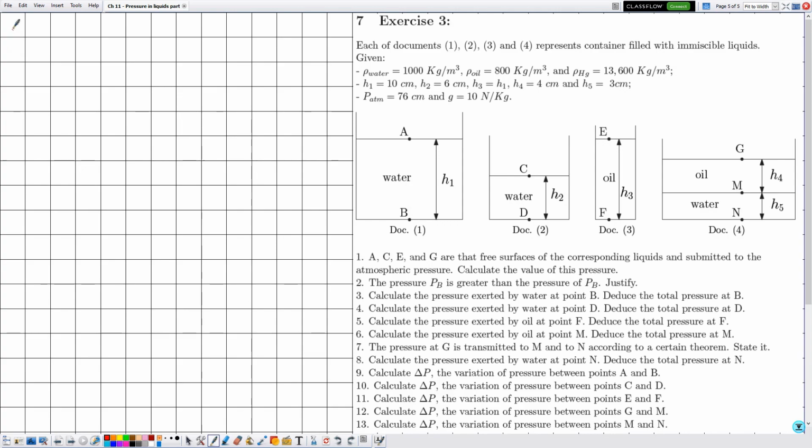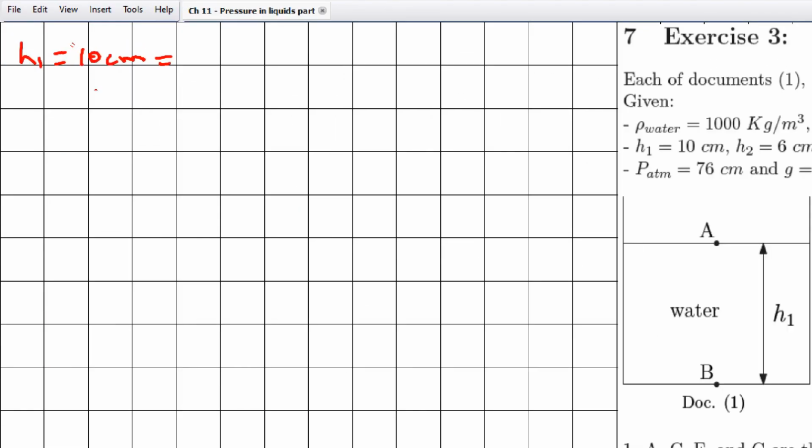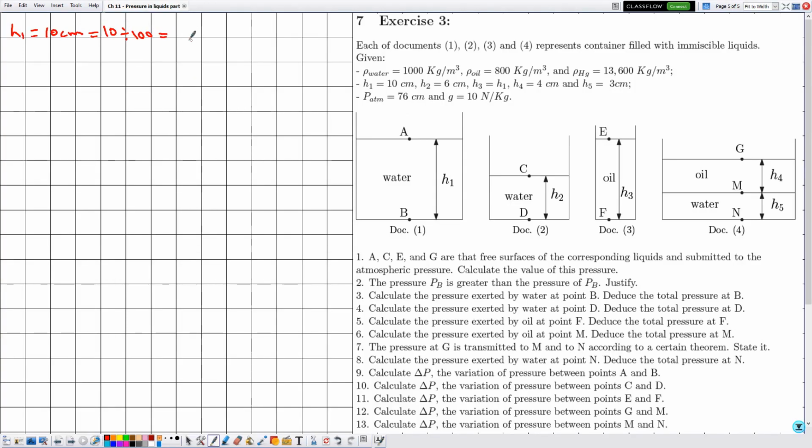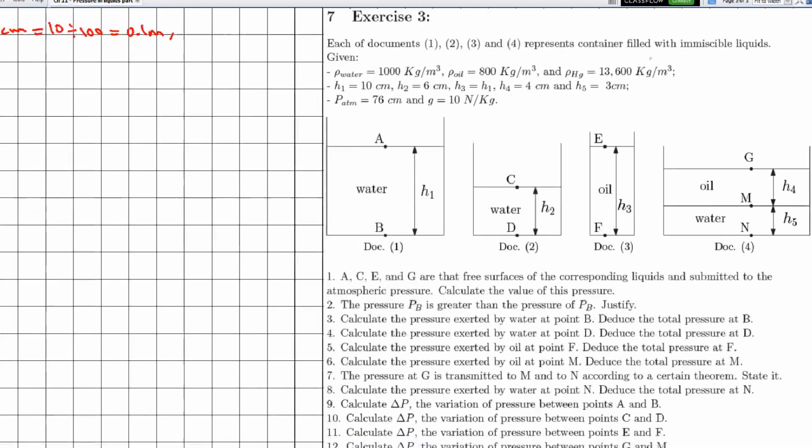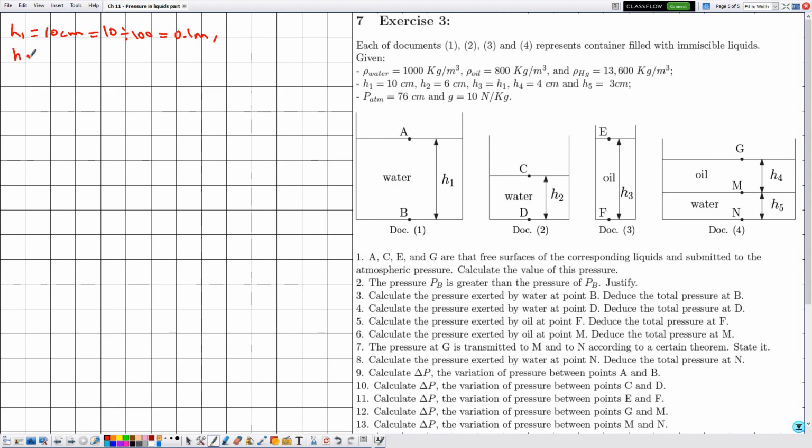Given that H1 is equal to 10 centimeters, knowing that centimeter is not the SI unit of length, in order to convert from centimeters to meters we simply divide by 100. Then 10 divided by 100, so H1 is equal to 0.1 meters. As for H2, H2 is equal to 6 centimeters. Similarly, dividing by 100, H2 is equal to 0.06 meters. We have that H3 is equal to H1, which is 0.1 meters, and H4 is equal to 4 centimeters, so H4 is 0.04 meters, and H5 is equal to 3 centimeters. Dividing 3 by 100, H5 is 0.03 meters.